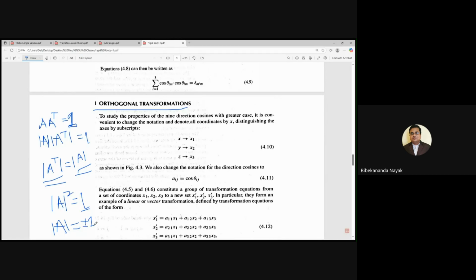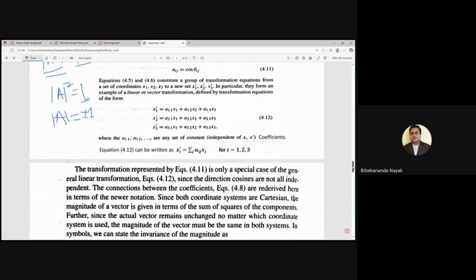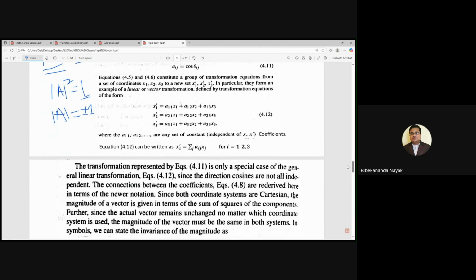If the determinant is plus 1, we call it a proper rotation, which actually describes the rotation process. And if it is minus 1, we call it an inversion. If determinant A is equal to plus 1, proper rotation. If minus 1, then we call it inversion, which actually inverts the space coordinates, or spatial inversion. Mirror symmetry: inversion, mirror symmetry. X, Y, Z become minus X, minus Y, minus Z.